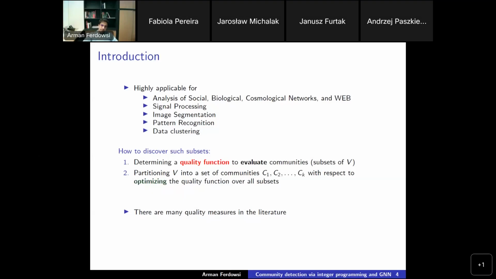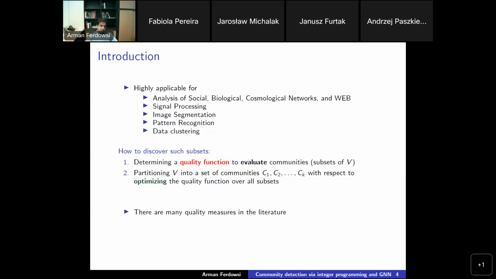essential tools for understanding and analyzing the structure and behavior of different kinds of networks, such as social and biological ones. They can also play a decisive role in signal processing, image segmentation, and data clustering. The crucial question, however, is how to discover such communities.